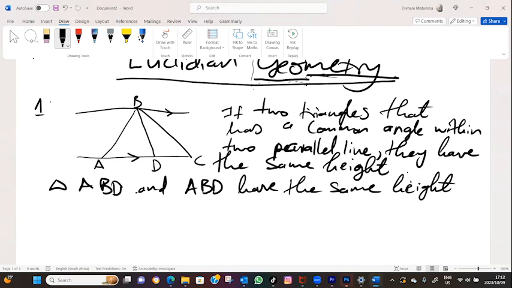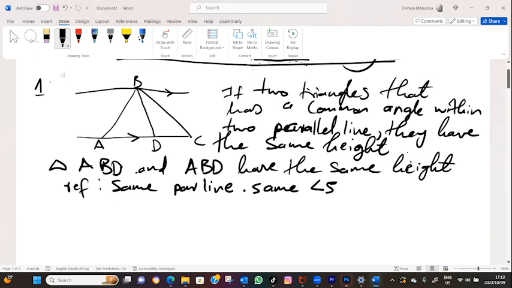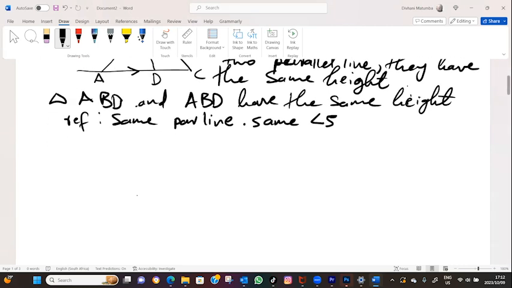Okay, now the reference to this theorem is the same parallel line. Therefore, same angles. Now, another theorem.